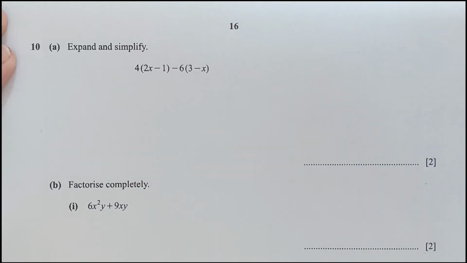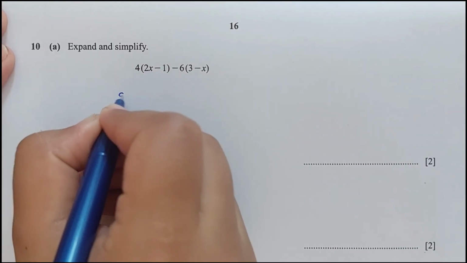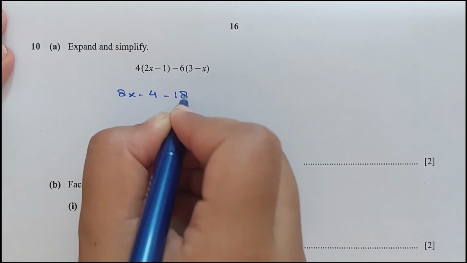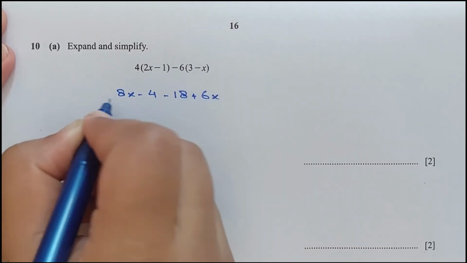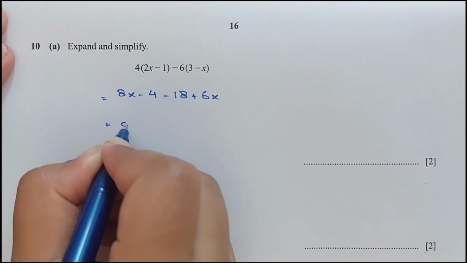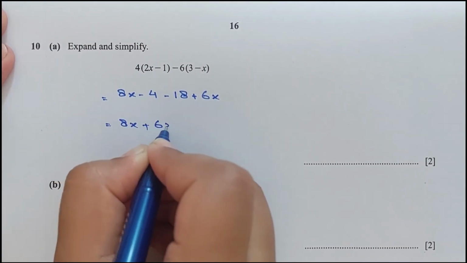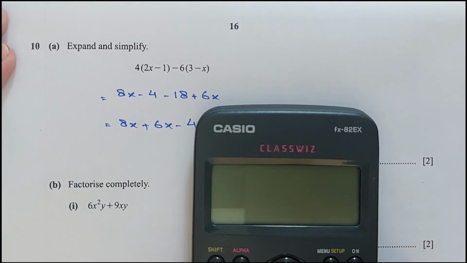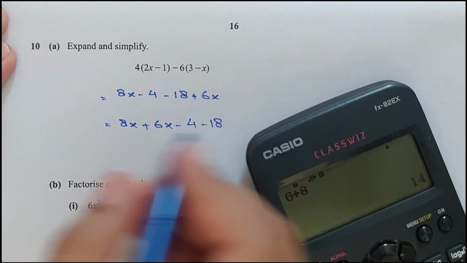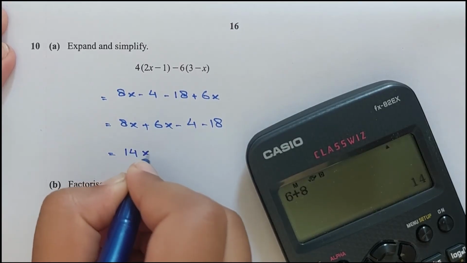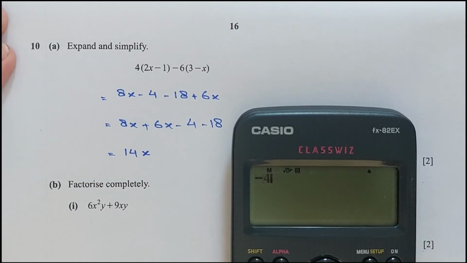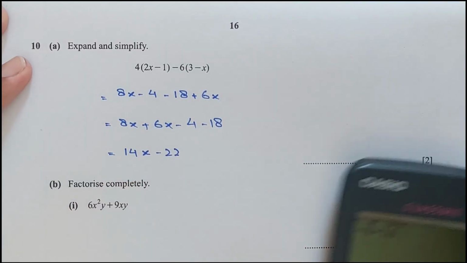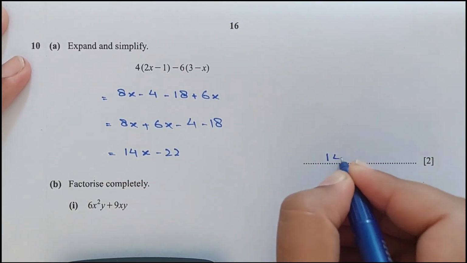Question number 10, part A, expand and simplify. So 4 times 2 is 8x minus 4. 6 times 3 is 18 plus 6x. And we have 8x plus 6x minus 4 minus 18. So 8 plus 6 is 14x. And 4 minus 18 is minus 22. 14x minus 22 is the answer.